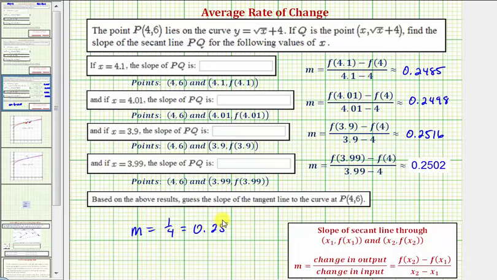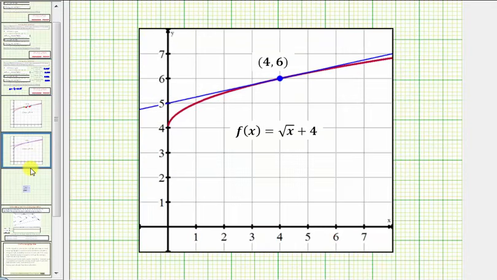Now if we go back and look at our graph just for a moment, here is our tangent line at the point (4, 6). And notice how if we were to select 2 points on this tangent line, let's say this point and this point here, we can verify the slope is 1/4. Notice to move from this point on the left to the point on the right, we would have to go up 1 unit and right 4 units, verifying that the vertical change is +1, the horizontal change is +4, which does give us a slope of 1/4.